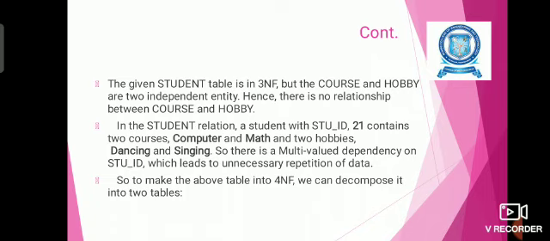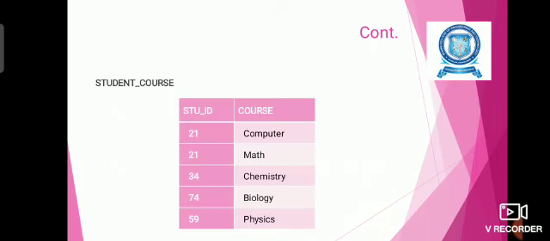So to make it satisfy 4NF, we have to decompose it into two tables. The first table can be called student course, which should have the attributes student ID and course, and the second table can be called student hobby, which should have two attributes, student ID and hobby. Thereby we can satisfy the 4NF form.